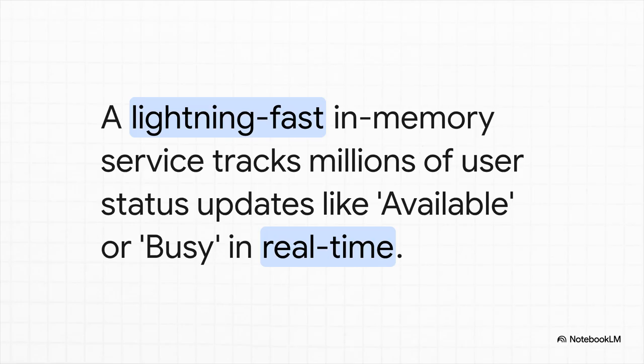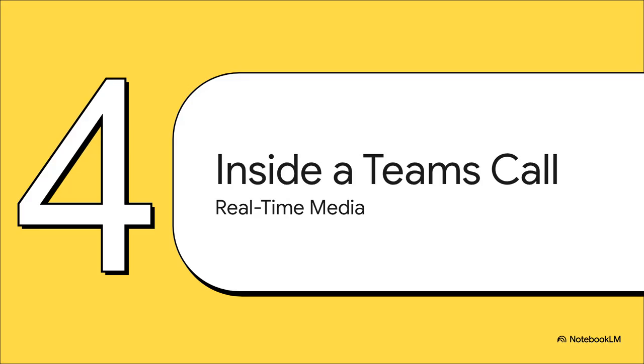See, instead of writing every single status change down to a relatively slow database, it keeps all of this information right in the computer's main memory. Think of it like a super fast cache. This is what allows it to handle millions of updates every second, making sure that status indicator is always up to date.